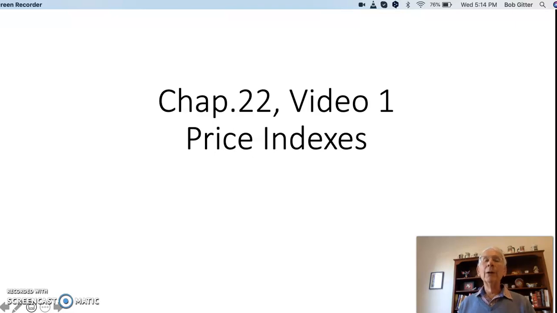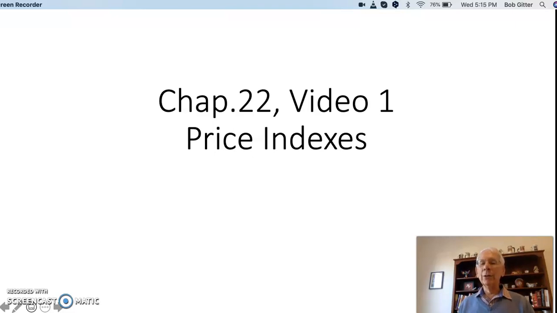So we skip around a little bit in the book, and we're going to be doing chapter 22 next. What I'd like to do is look at some of the measures of the macroeconomy. GDP, now we're going to be talking about prices and inflation. Later on, we're going to be talking about employment and unemployment. And once we have all these measures, then what I like to do is move on and say, okay, let's come up with an economic model to explain what causes these to change.